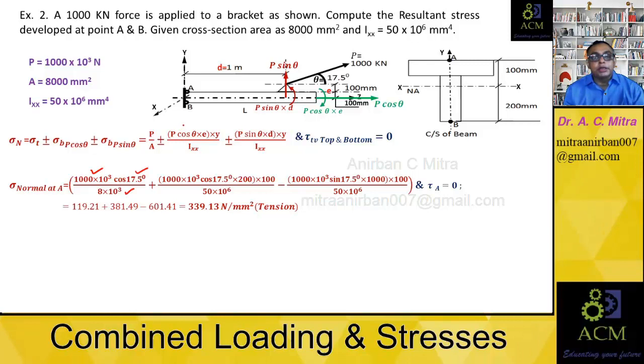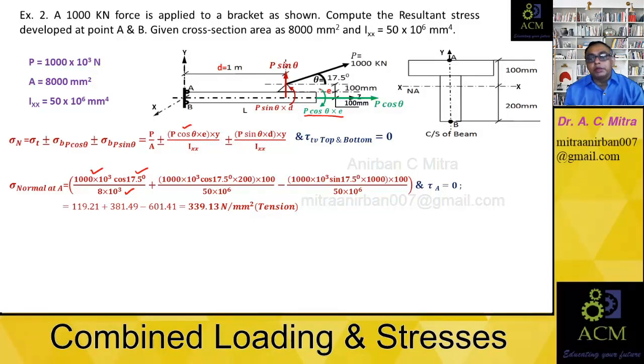Now the next part is the bending stress due to P cos theta into E, this moment. I'm just talking about this moment. So due to this moment, the formula is M into y divided by I.